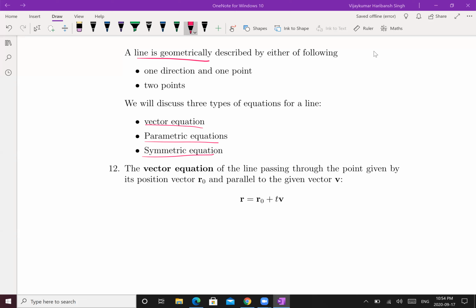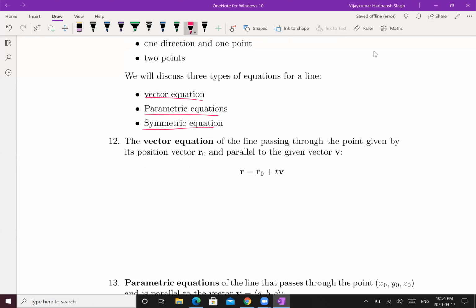So let's see how to derive the first equation, which is the vector equation of a line. So what is given to you? You're given a line passing through a point whose position vector is r0. So let r0 be the position vector for P, which is x0, y0, z0. If we draw it, this is how it's going to look.